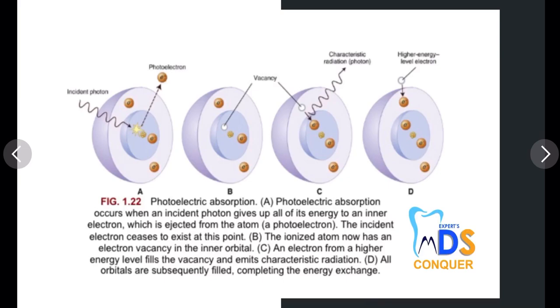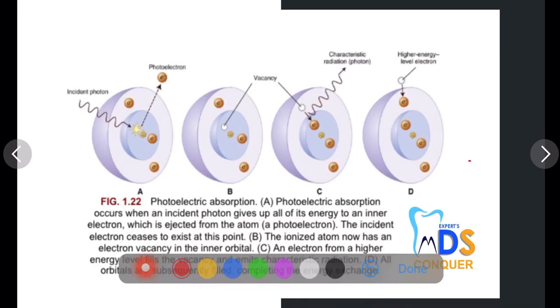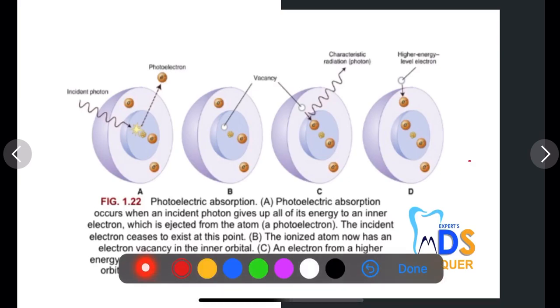Characteristic radiation occurs with the tungsten target in the X-ray tube, whereas photoelectric absorption is with the X-ray photons' interaction with matter. But the concept is again the same. As you can see here, the incident photon will hit the innermost electron. When the innermost electron is hit and removed from its place, there is a vacancy here, right?